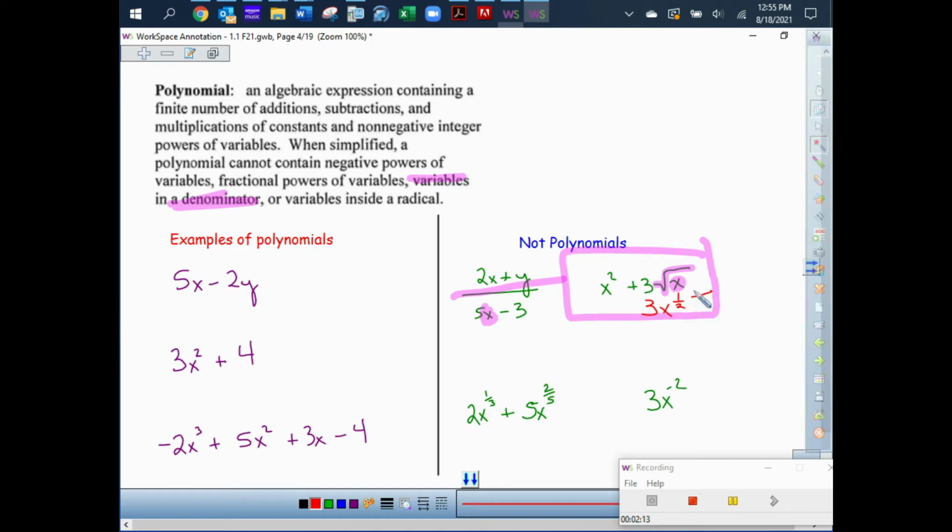It's like, what if you did that? Well, that's bad because you can't have a fraction for an exponent either. Fractional exponents are rational radicals also. So that's our problem here. Would you believe that's no good? Right? And what's wrong with this? It's got a negative exponent.